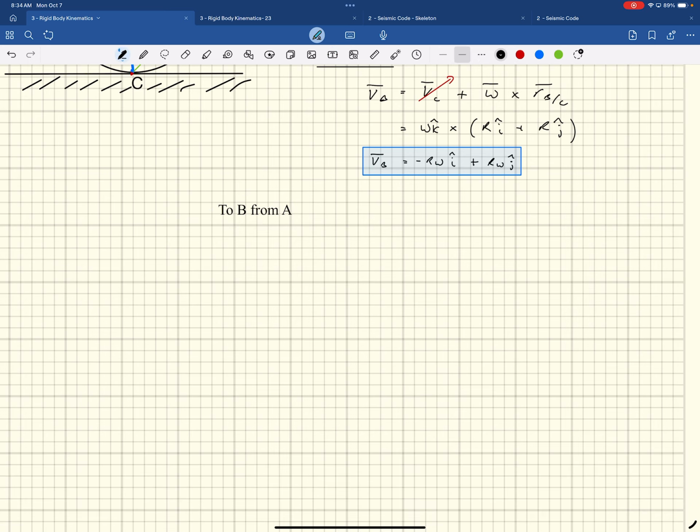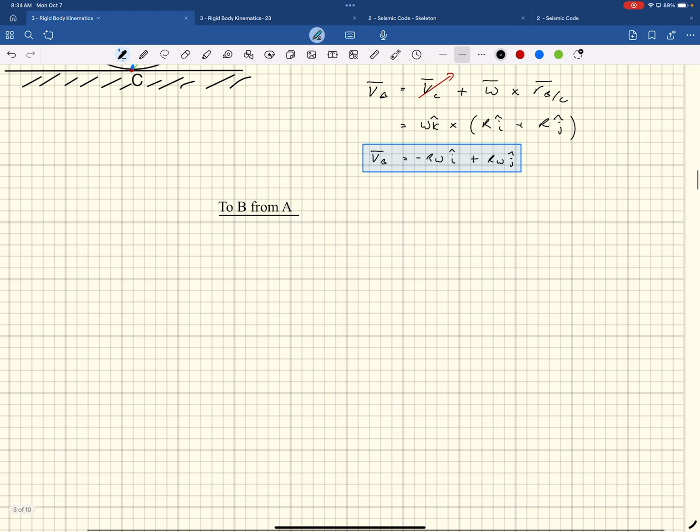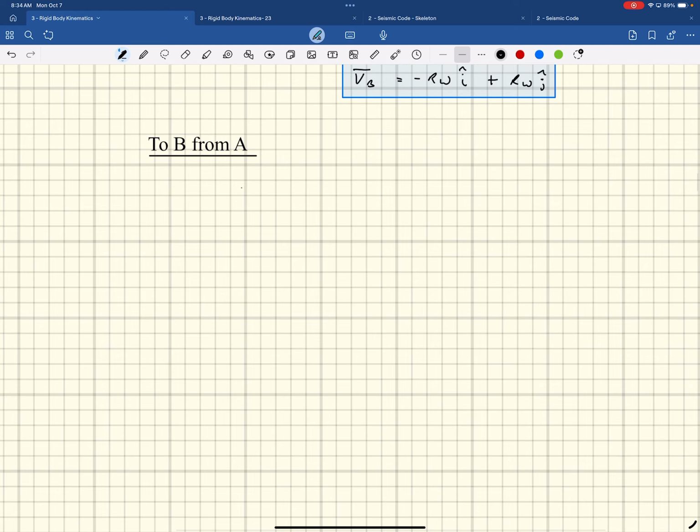So I'm pointing out you don't have to do both of them. Sometimes I do it two different ways to show you get the same answer, and then people do that on an exam. They come from all different places. Don't do that. This is just an example. Now VB from A.